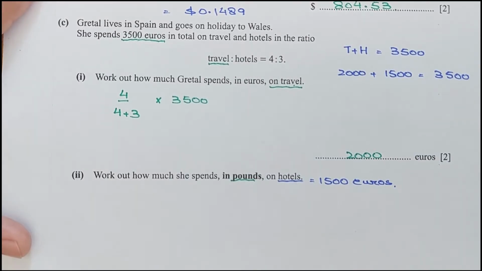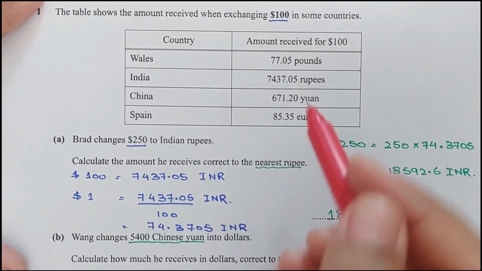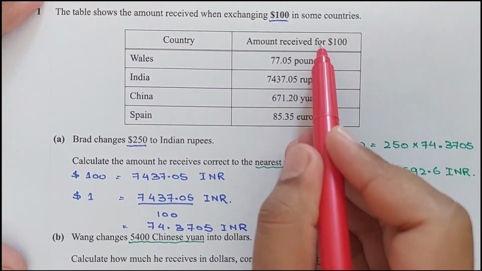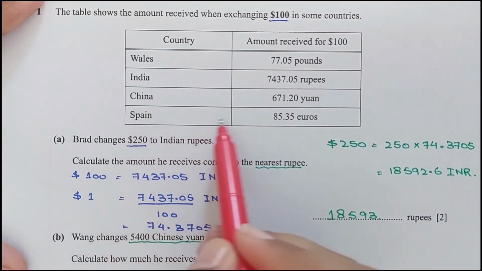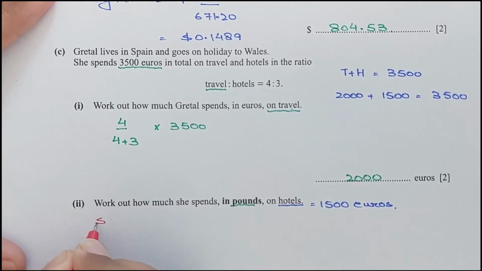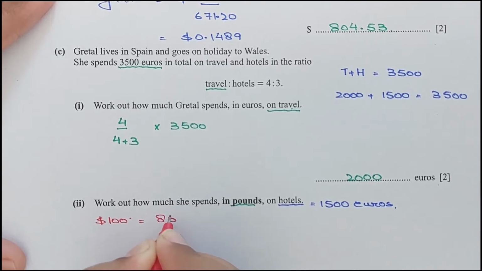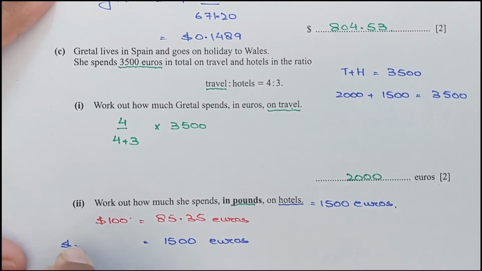All right, so we have two conversions. As you can see, the euros and pounds are both given relative to dollars. So first we have to convert 1,500 euros into dollars using this conversion, and then convert that into pounds. We use the conversion for Spain, which is $100 equals 85.35 euros. Now we have to find 1,500 euros in terms of dollars: 1,500 multiplied by 100 and divided by 85.35.